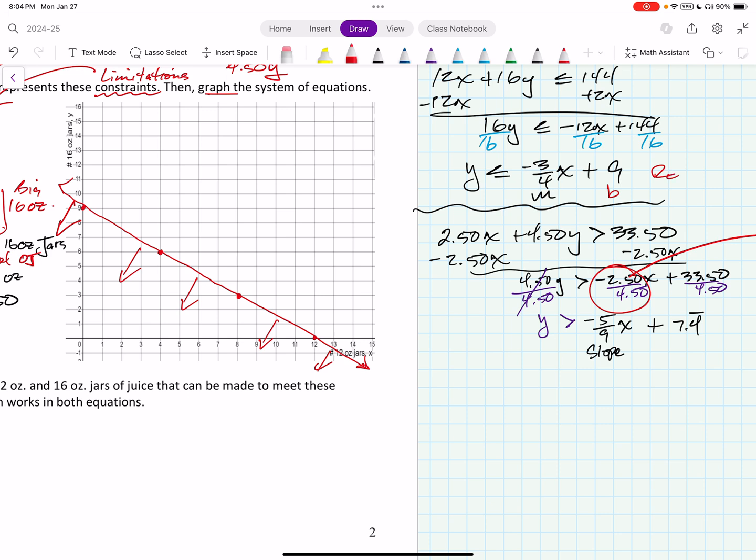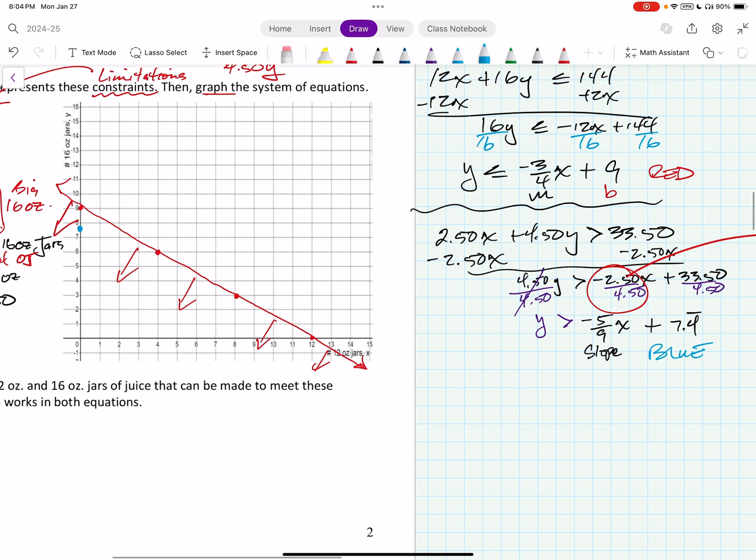The first inequality is in red, and the second one is going to be in blue. So how do you start this one? 7.4 is obviously close to 7.5. Then I'm going to go negative 5/9, so that's down 5, right 9. So down 5: 1, 2, 3, 4, 5, right 9. If I do that again, you're off the grid, so don't worry about that. So here we go. There's the second one.